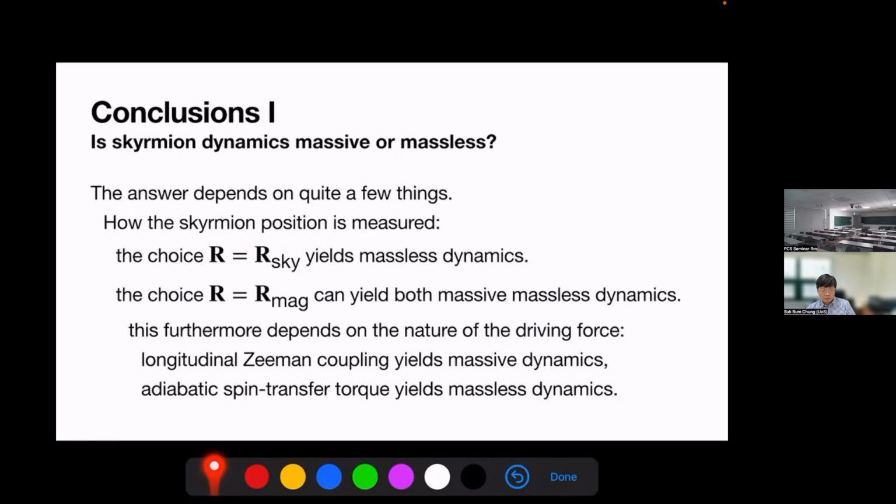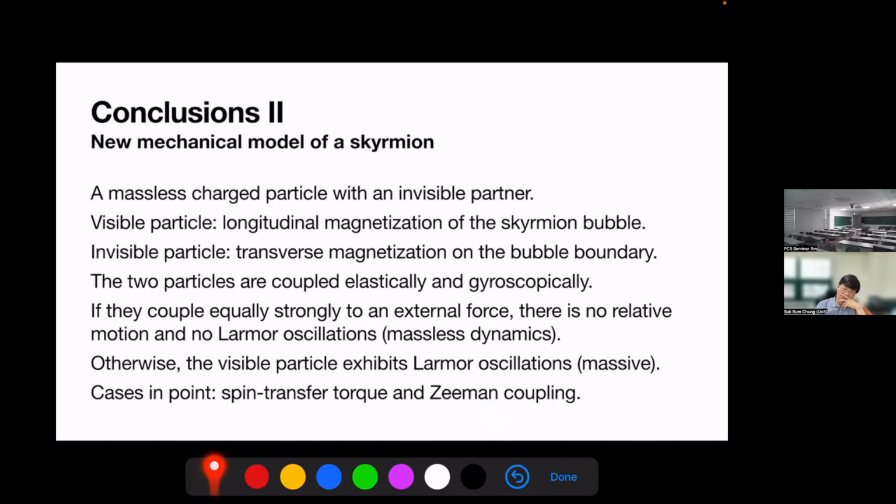And if you define it in terms of the first moment of the magnetization, the longitudinal magnetization of the bubble, the center of the bubble, basically, its MZ component, you seem to get massive dynamics, sometimes massless dynamics, sometimes. The answer, whether which one it is, depends further on the nature of the driving force. A longitudinal Zeeman field with a gradient will create a massive dynamics, and an adiabatic spin transfer torque will give a massless dynamics. So exactly as Nagels and Roche conjectured on the basis of their numerical study.